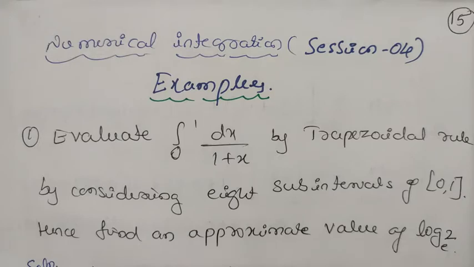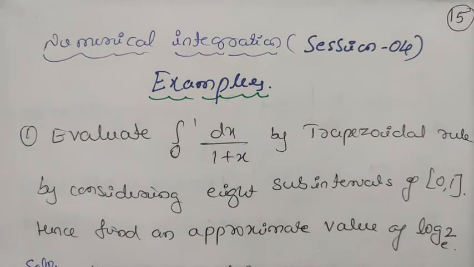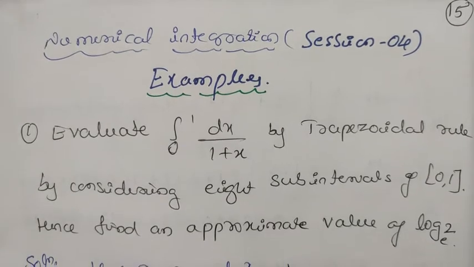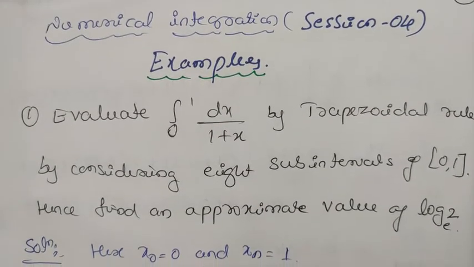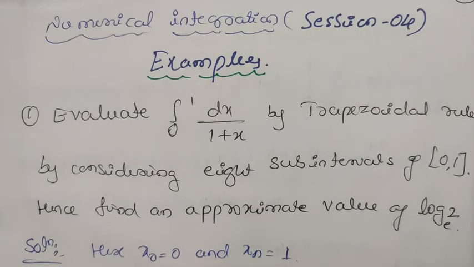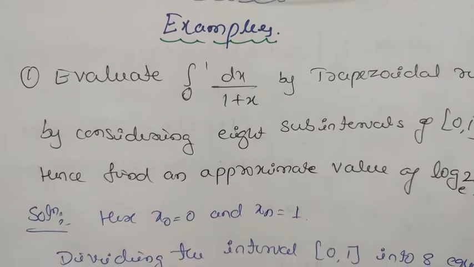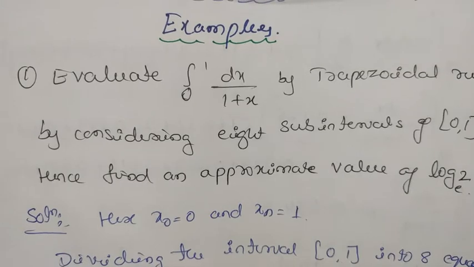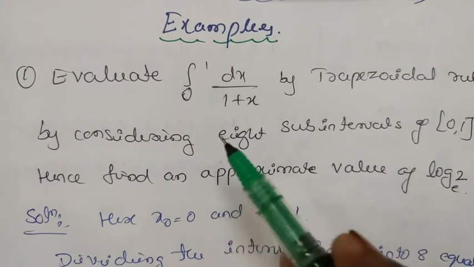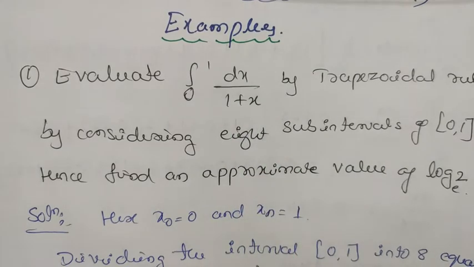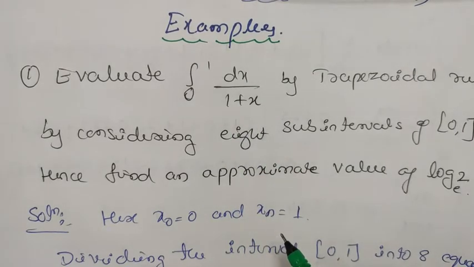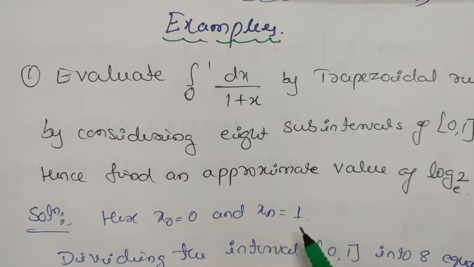Take solution. Consider 8 subintervals of 0 to 1 and hence find an approximate value of log 2 base e. Here x0 is 0 and xn is 1, because we know the trapezoidal rule is for the integration from x0 to xn.